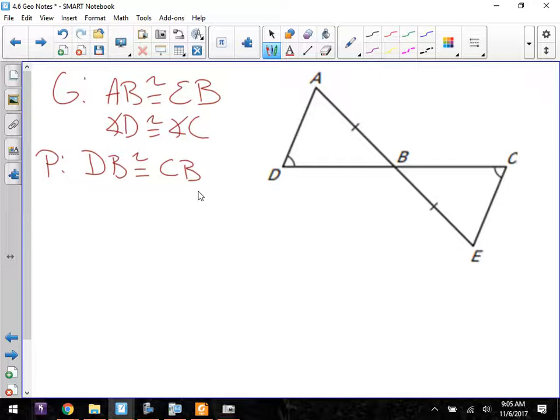So we write out our given. AB is congruent to EB.